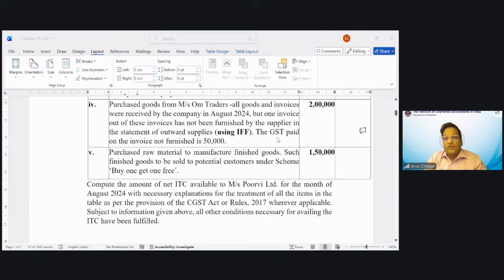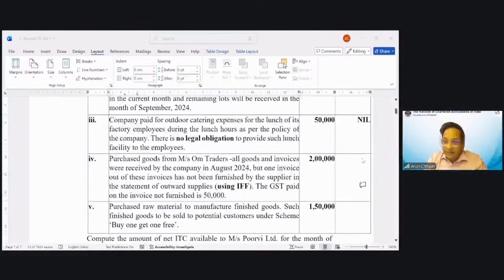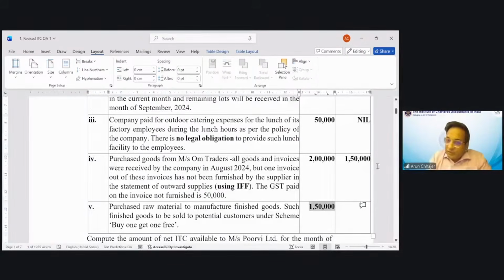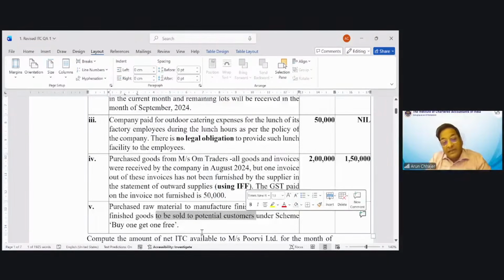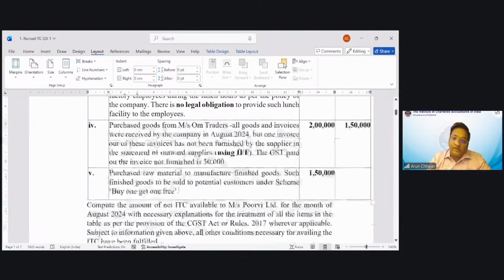Next. So इसमें कितना ITC दिया फाइनली फिर आपने? 150. Purchase the raw material to manufacture the finished goods, and such finished goods are to be sold to the potential customer under buy one get one free. कितना ITC देंगे? 75,000. Entire 150 and nothing.